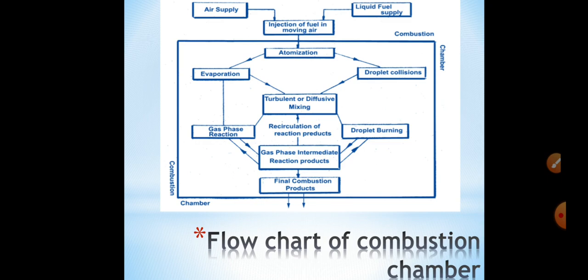Here we can see a flow chart of the combustion chamber, where air supply and liquid fuel supply will be injected, with injection of fuel in the moving air. Then, with the help of atomization, we'll go with evaporation and droplet collisions. Then these will be guided to turbulent or diffuser mixing, and the evaporated gas phase reaction will be taken to the turbulent diffuser mixing. Then from this section, we will have droplet burning, recirculation of reaction products, and gas phase intermediate reaction products. Then we go to the final combustion products.